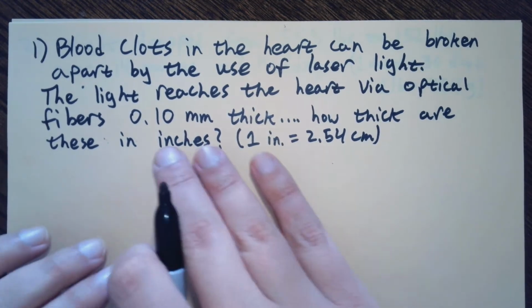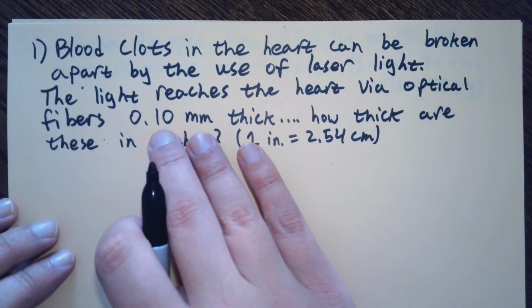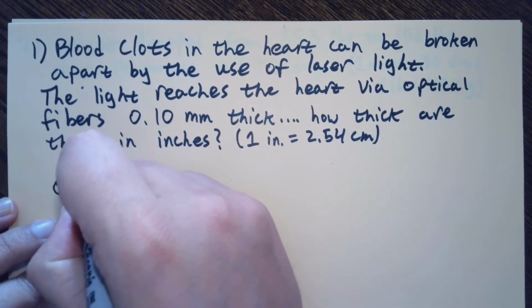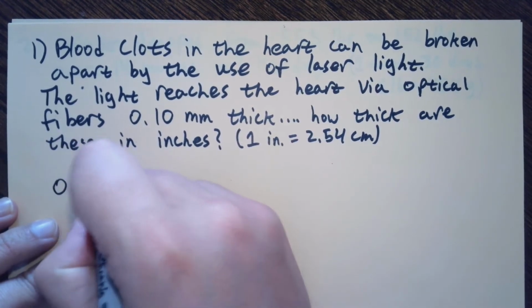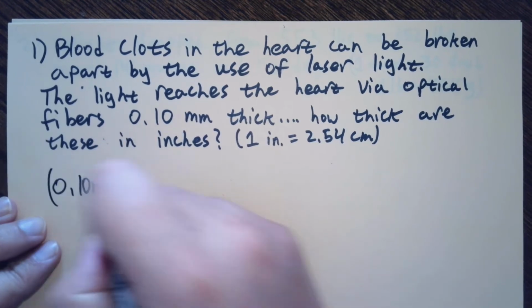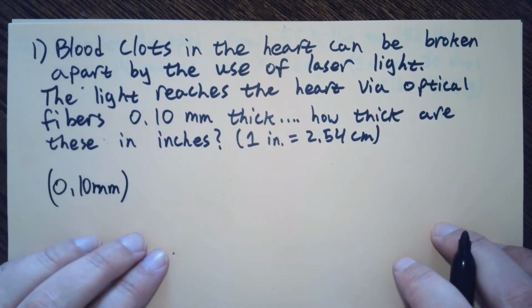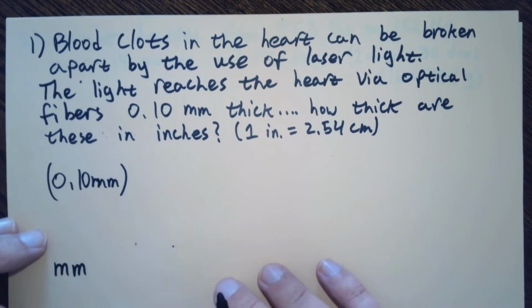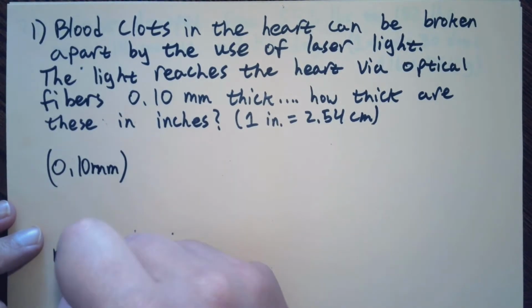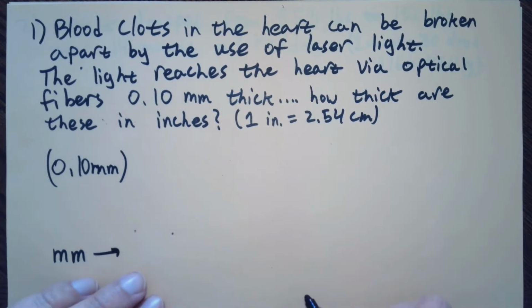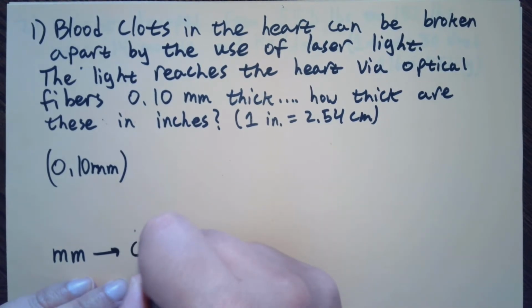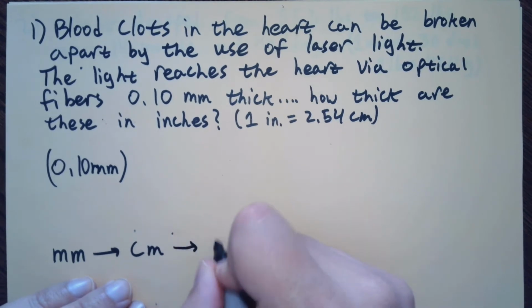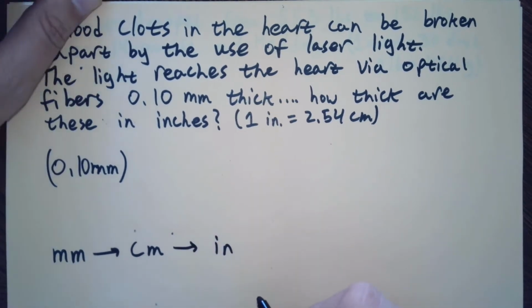So we essentially have to go from 0.1 millimeters to inches. Alright, so what I know, 0.10 millimeters. I've got to carry this all the way to inches, and so we'll break this down here. I can go from millimeters to centimeters, because I have this unit conversion here, and then I can take that to inches. So that's what we're going to do.